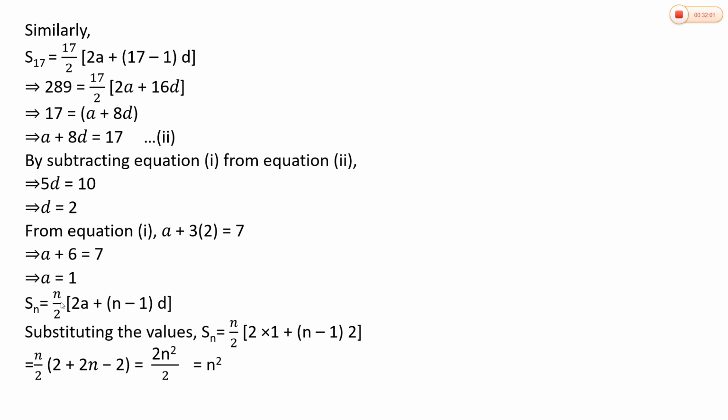Now Sn is equal to n by 2 into 2a plus n minus 1 into d. The question is you have to find the sum of n terms. So Sn is n as it is, n by 2 into 2 times a, which is 1, plus n minus 1 into d, which is 2. So here 2 into 1 is 2 plus n minus 1 times 2. Here multiply 2 to n, 2n, 2 into 1, 2. Here plus 2 cancels with minus 2, 2n remains. 2n into n, so 2n square by 2. Here 2 cancels with 2, so the answer is n square.